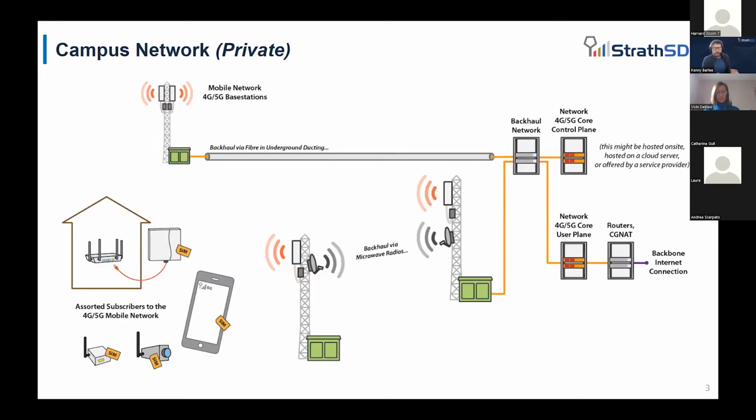This is a typical campus network. It's got base stations, which are connected over a backhaul to the core network. The backhaul is a mix of fiber and microwave radio links. Your core network is connected to the backbone fiber internet connection, and you've got a bunch of UEs, your user equipment, which is all running with SIM cards.